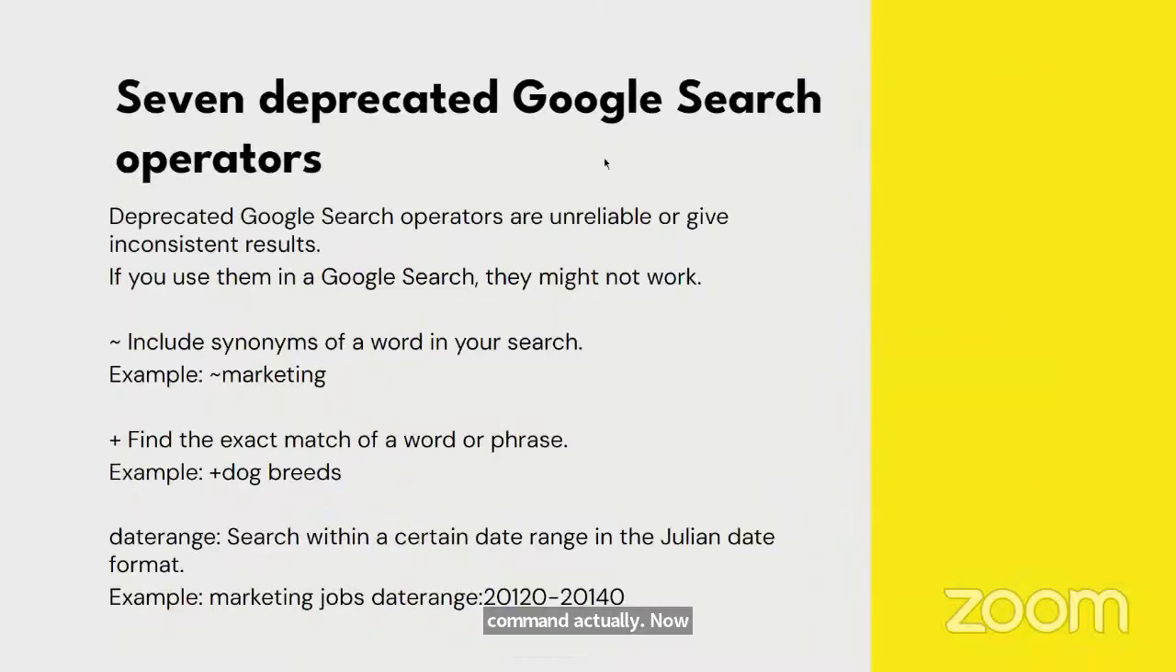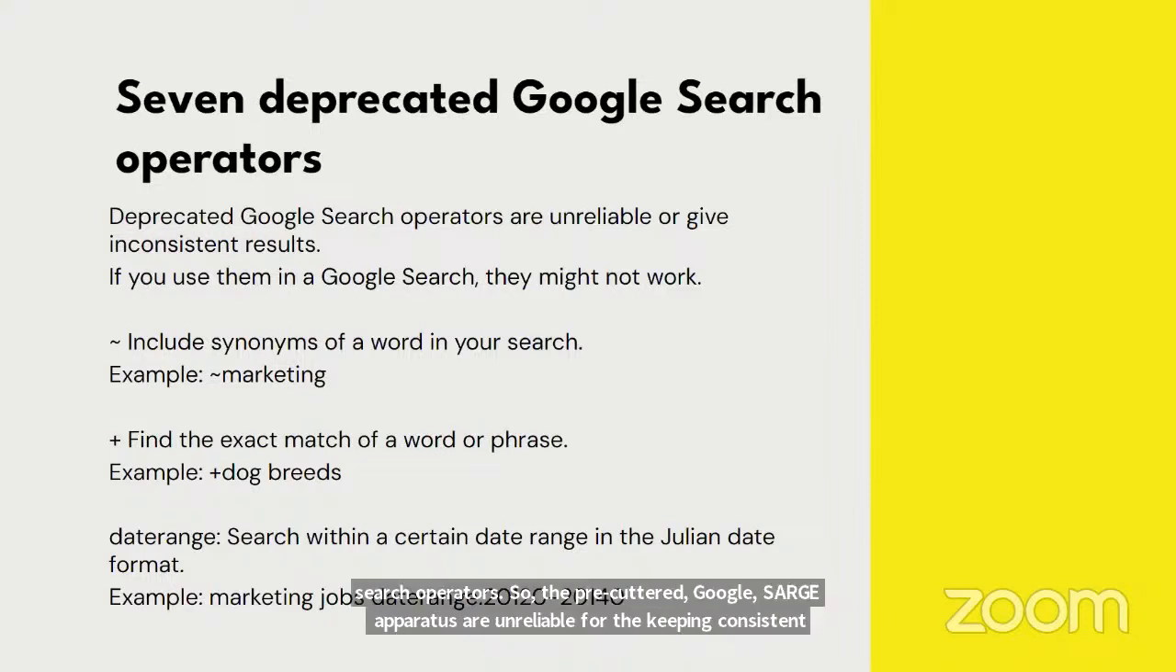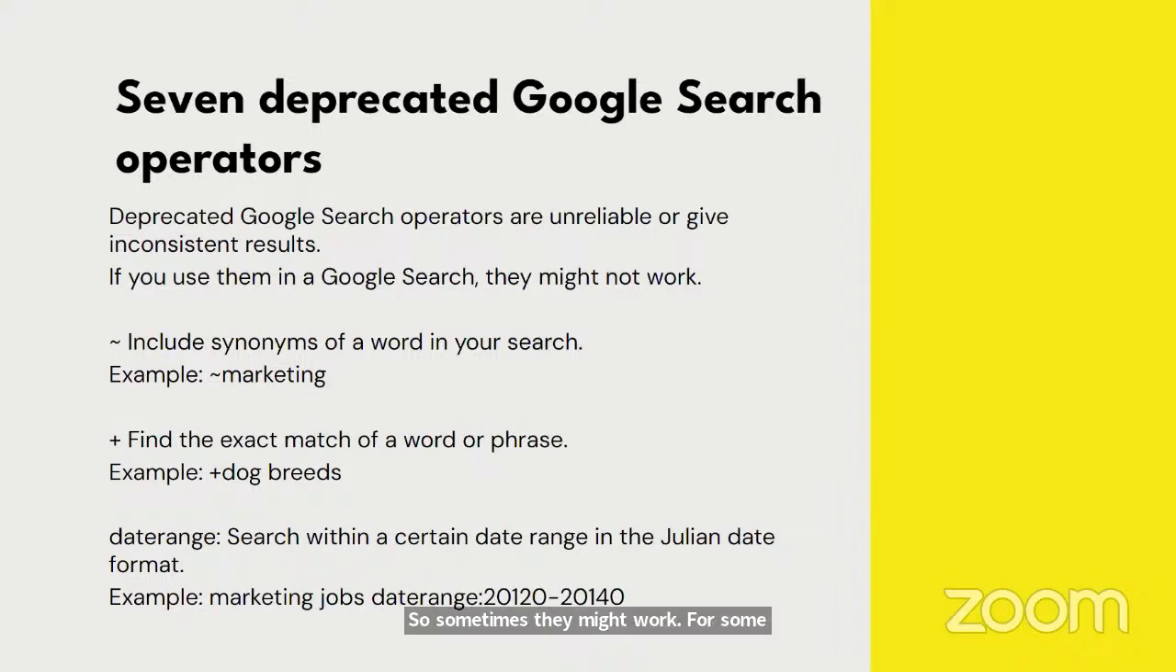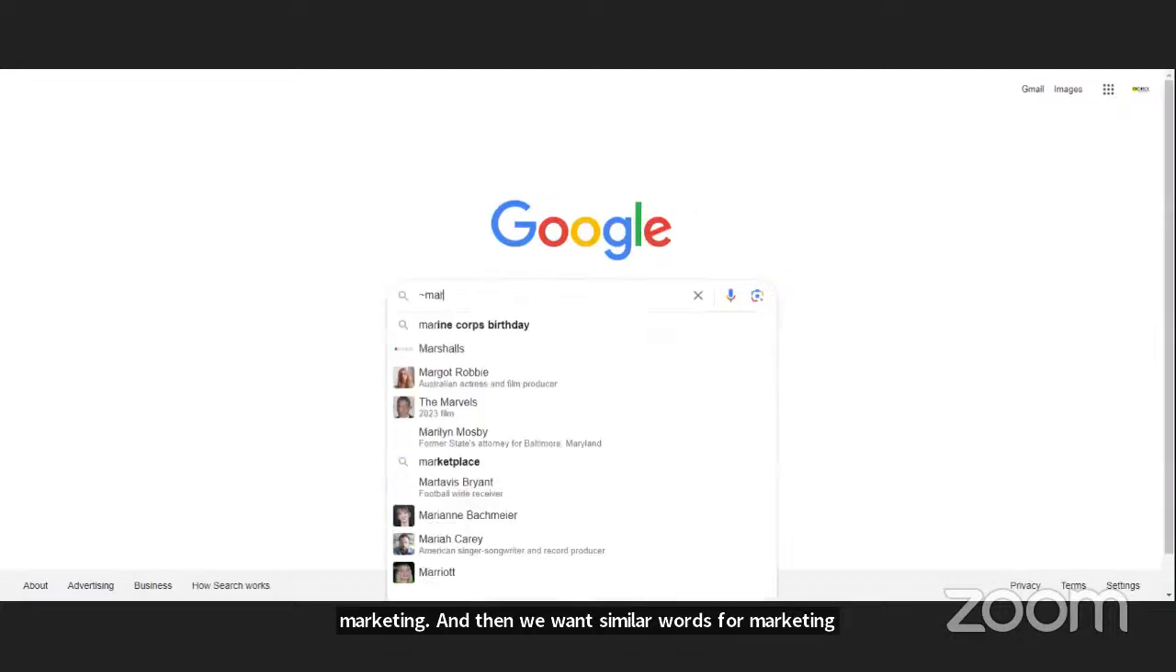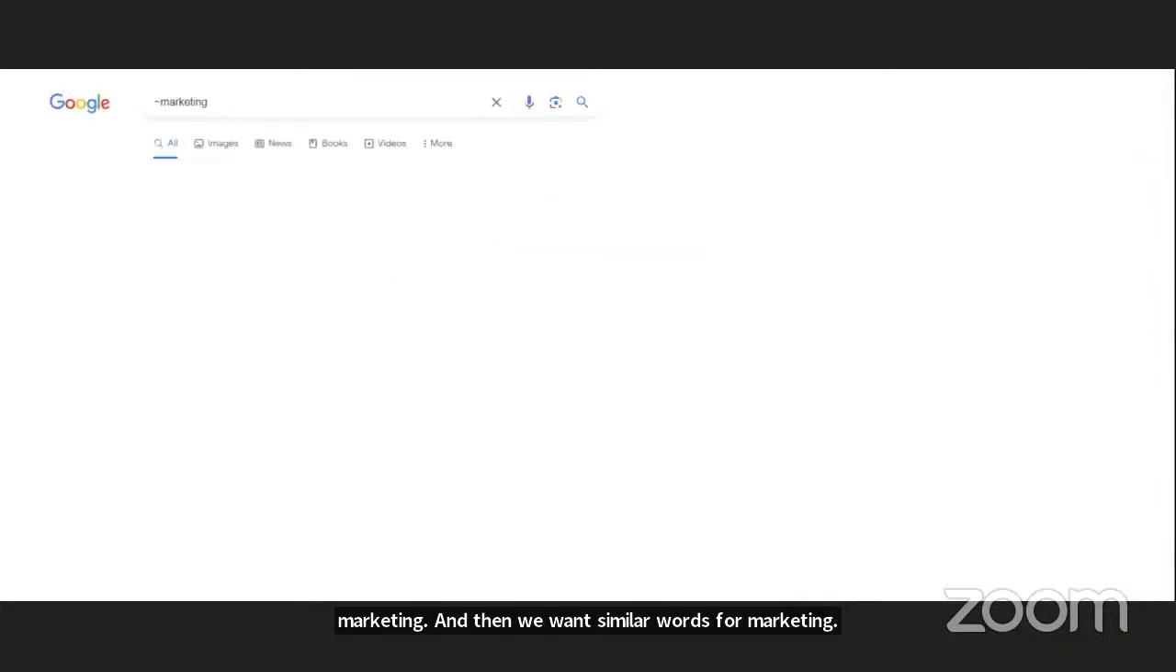Another thing we are going to look at is some deprecated Google search operators. Deprecated operators are unreliable, or they give inconsistent results. Sometimes they might work, sometimes they might not. For instance, one of these is this symbol here. It is used when you want to include the synonyms of a word in your search. Let's say we are looking for marketing, and we want similar words for marketing to show in our search results. So we do marketing with the symbol, and then we enter.